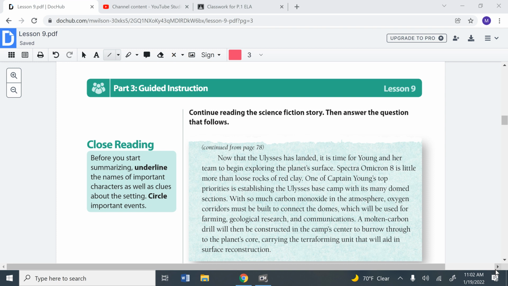It says before you start summarizing, underline the names of important characters as well as clues about the setting. Circle important events. So let's read.